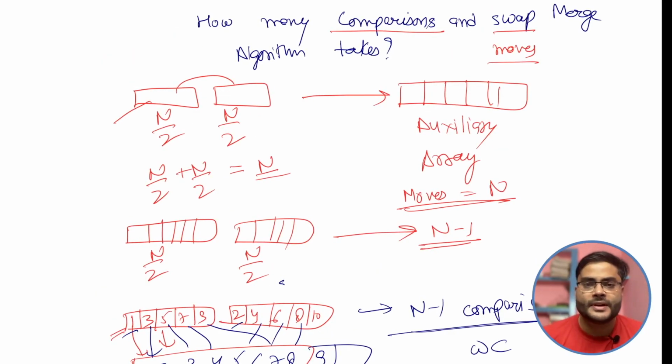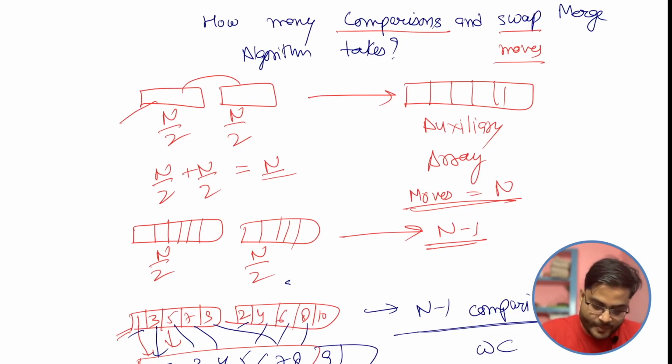In any problem, if it asks for comparisons or moves, we need to state the worst case complexity. So in the worst case, there will be n minus 1 comparisons and n moves. The n moves will be there in every case, because we are moving into the auxiliary array in almost every case.